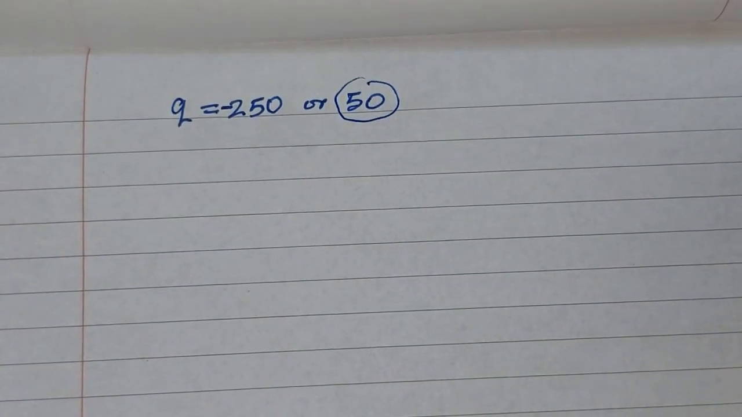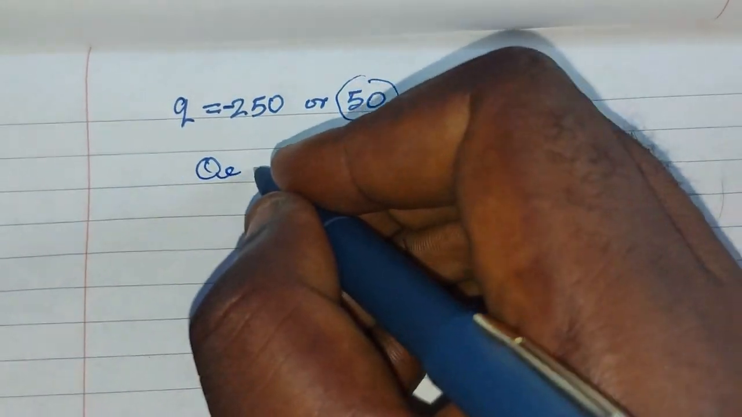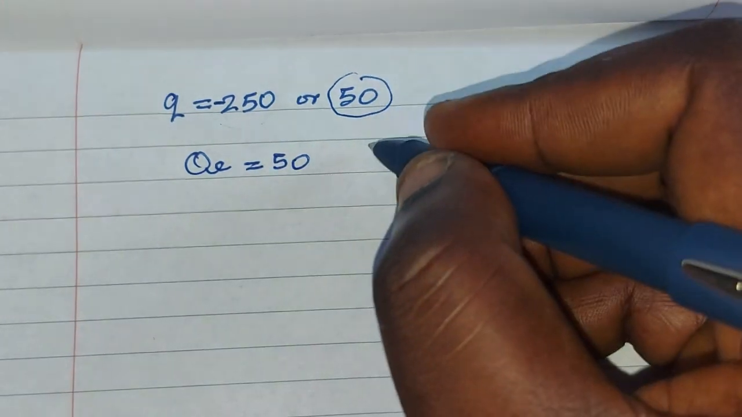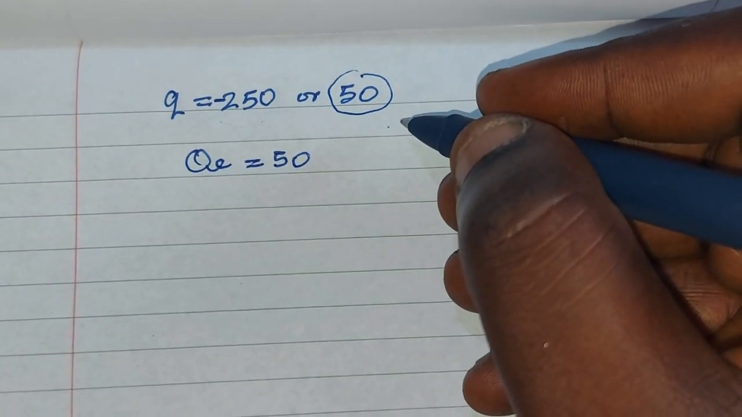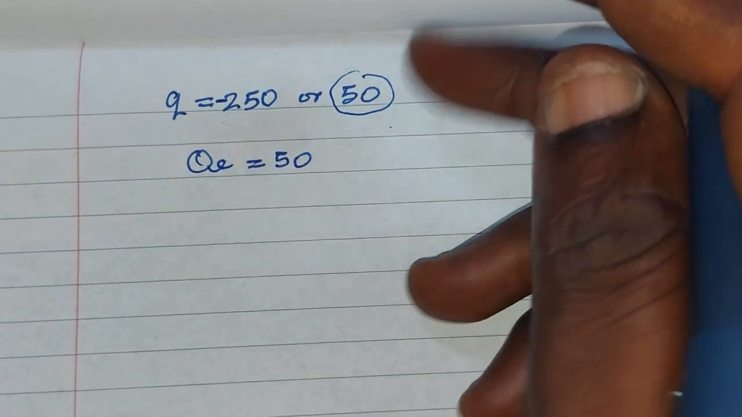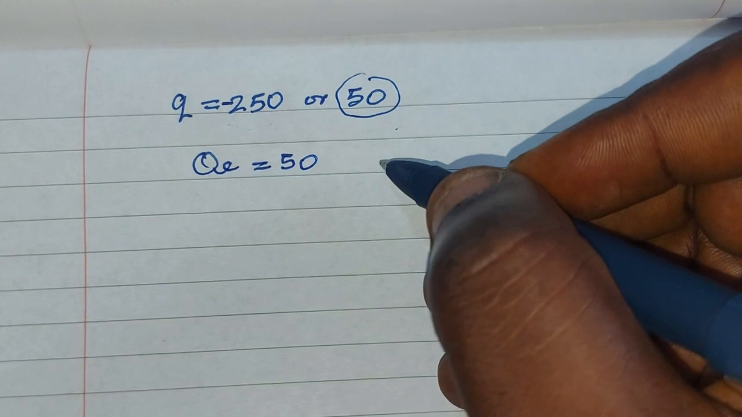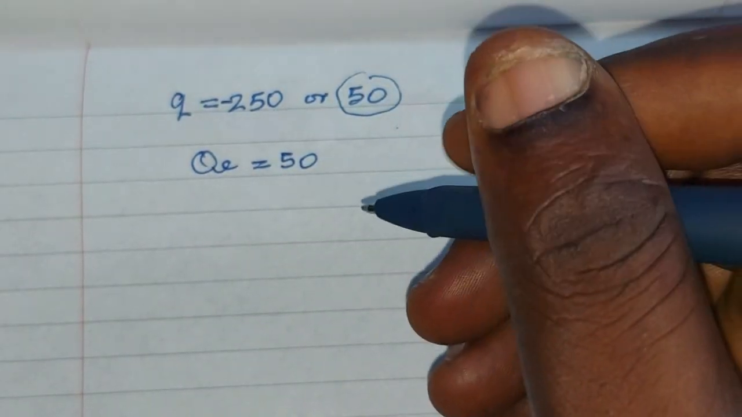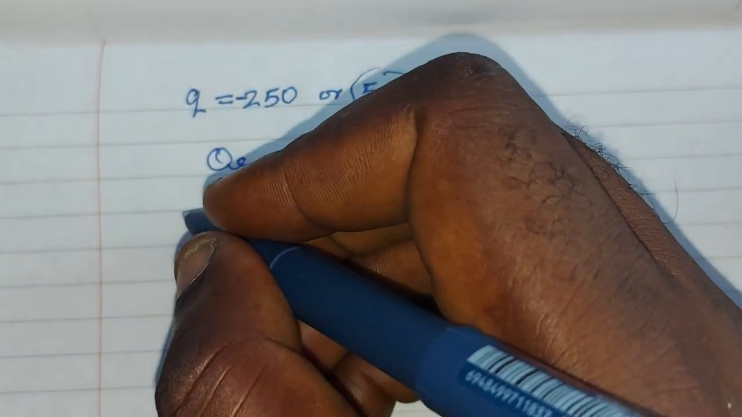We assume our equilibrium quantity to be 50 because the equilibrium quantity must be equal to or greater than 0. Take note from there. Now we can substitute in either equation. Let's substitute to calculate our equilibrium price.